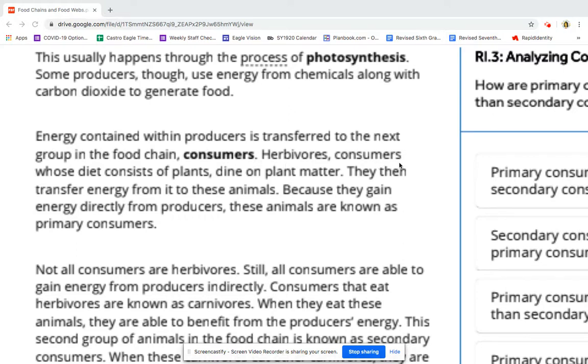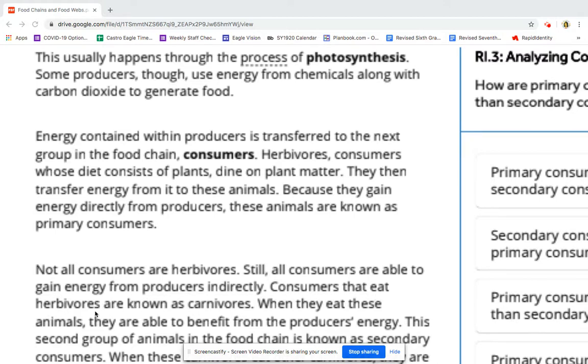Herbivores, consumers whose diet consists of plants, dine on plant matter. They then transfer energy from it to these animals. Because they gain energy directly from producers, these animals are known as primary consumers. Not all consumers are herbivores. Still, all consumers are able to gain energy from producers indirectly.